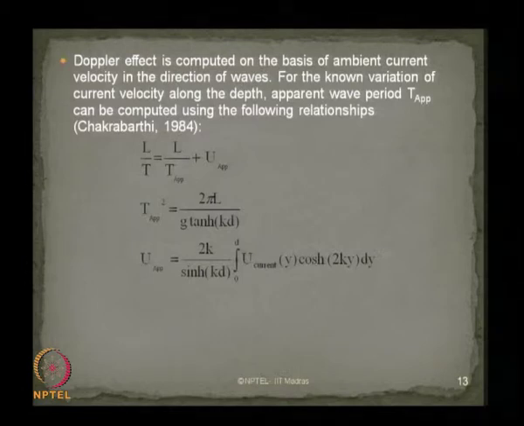For a known variation of current velocity along the depth, the apparent wave period can be computed using analytical relationships as given by Chakravarti in 1984. So, the apparent wave period can also be computed based on this expression, where L by T is given by L by T apparent plus U apparent, where U apparent is given by this equation, where the current velocity is included somewhere here in U apparent.